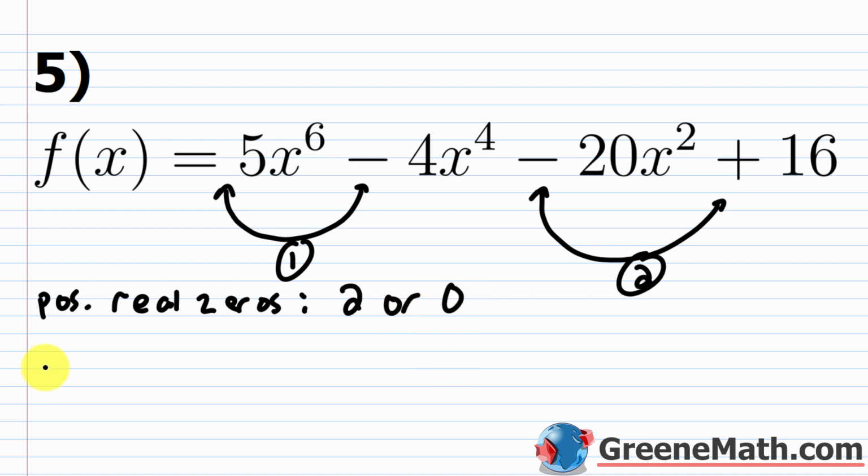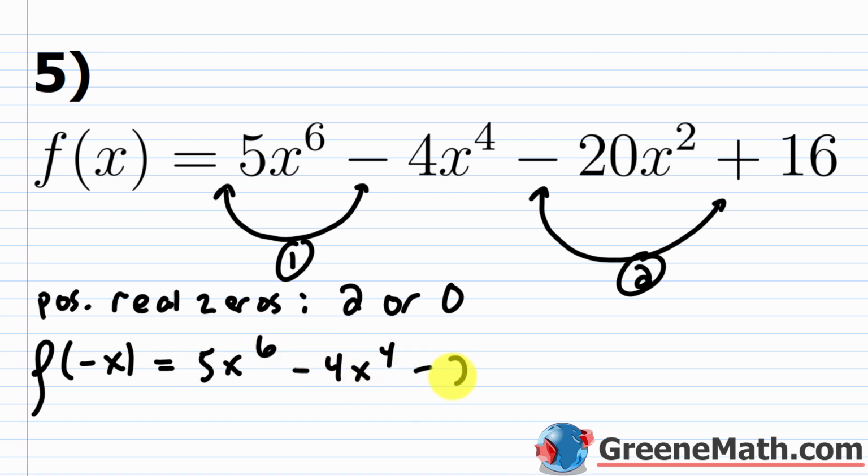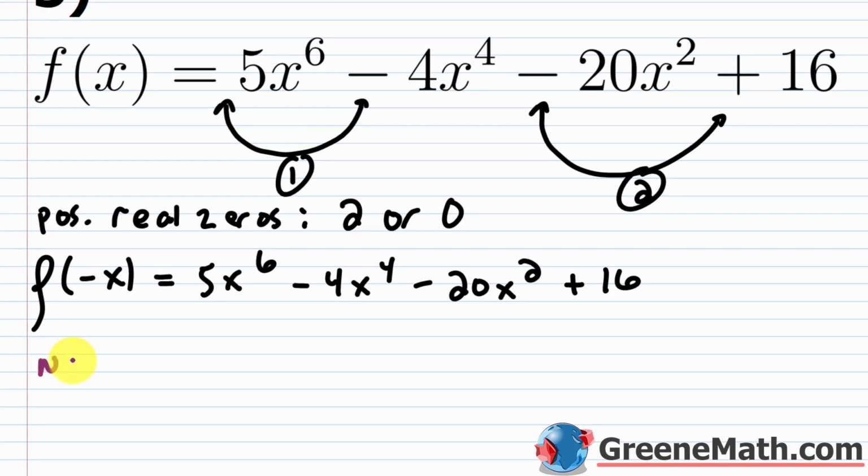Then for the negative real zeros, again, you have a situation where this is even, and this is even. So you have f of negative x being equal to exactly the same thing. So 5x to the 6th power, then minus 4x to the 4th power, then minus 20x squared, then plus 16. So we would write here that the number of negative real zeros is going to be 2 or 0, because from right here to right here, you have one sign change, and then from right here to right here, you have a second one. So it's either 2, which is the maximum number, or you can decrease that by 2 and get to 0. So it's 2 or 0 here as well.